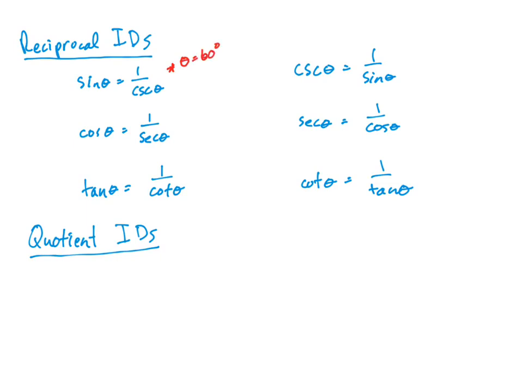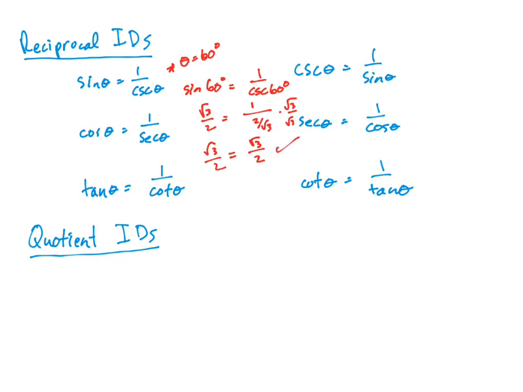60 degrees. So what this is saying is sine of 60 degrees is equal to 1 over cosecant of 60 degrees. Well, sine of 60 degrees, that's on the unit circle, that's going to be root 3 over 2. That's equal to 1 over cosecant of 60 degrees. Well, cosecant of 60 degrees is just the reciprocal of sine of 60. So this is 2 over root 3. And if we multiply the top and bottom by root 3 to rationalize the denominator, we get root 3 over 2. So we can see that those are equal.